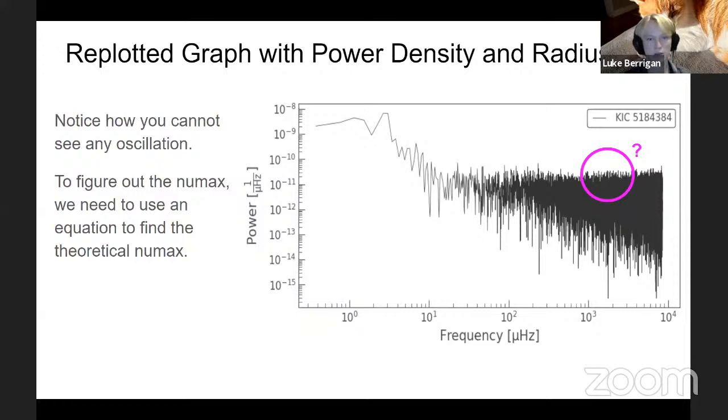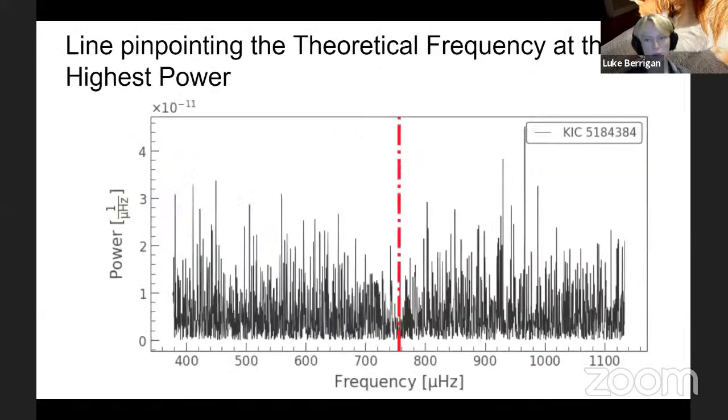Next slide. And this is where it is on the red line. It's just kind of somewhere there, even though there's things higher than it. Next slide.